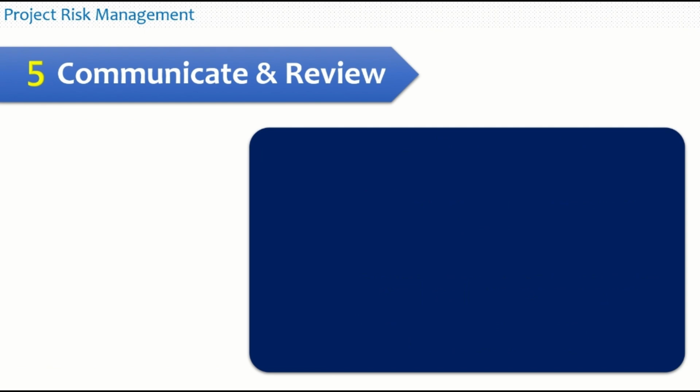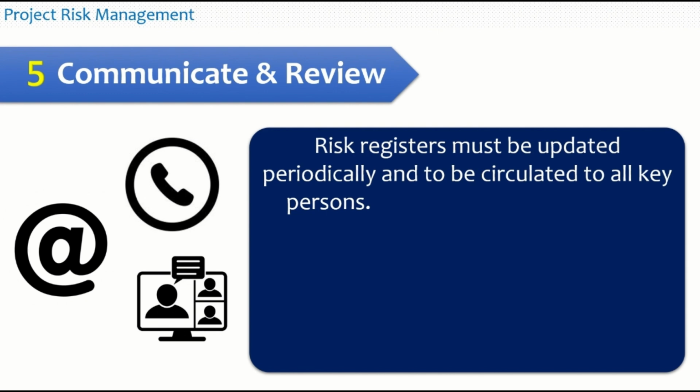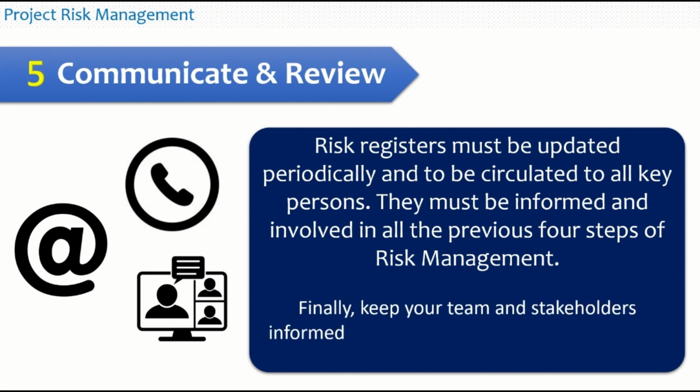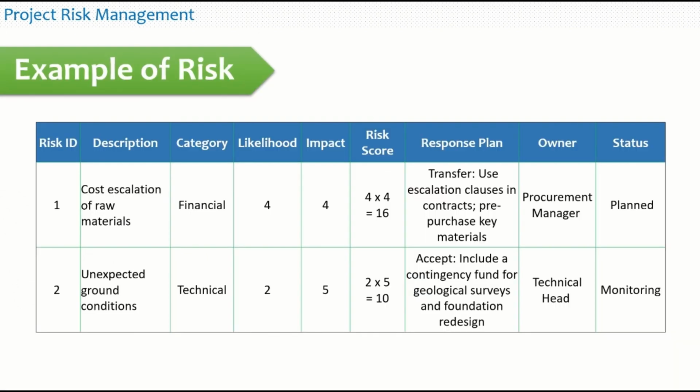The final step of the risk management system is communicate and review. Risk registers must be updated periodically and circulated to all the key persons. Every stakeholder of the risk management framework must be informed and involved in all the previous 4 steps of risk management. Keep your team and stakeholders informed of any update and lessons learned to improve future projects. Let us go through 2 examples of risk to understand practically how to implement this in your project.